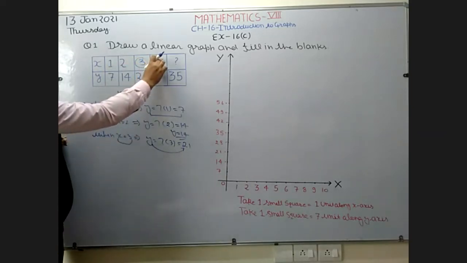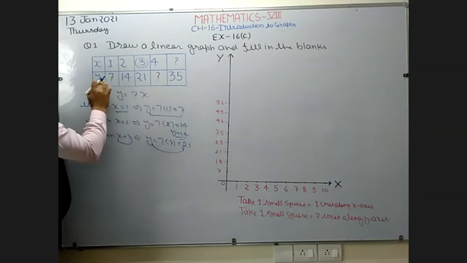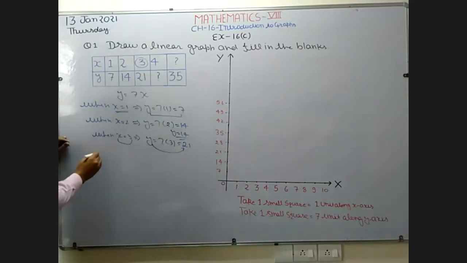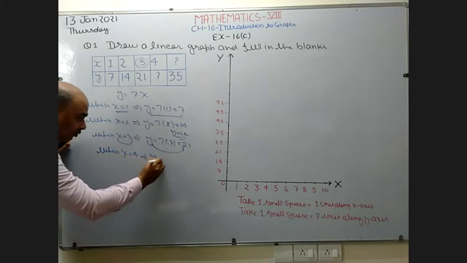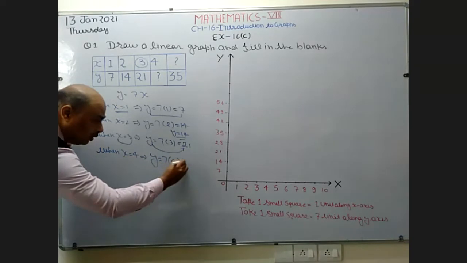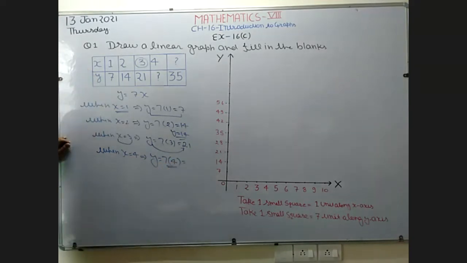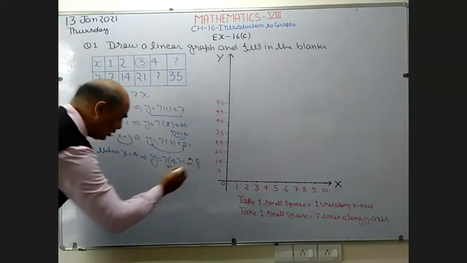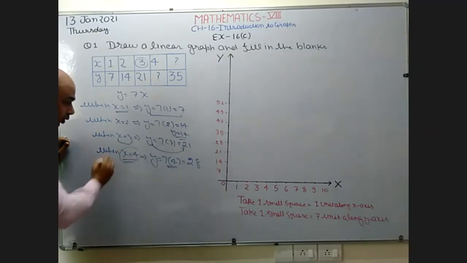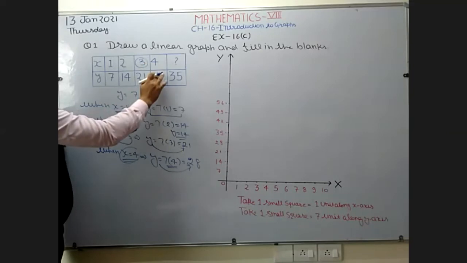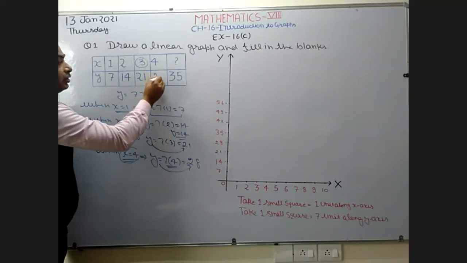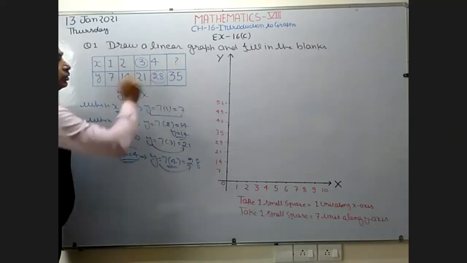Now next, what is given? The value of x is given. We have to find the value of y. Now take x equal to 4. This implies y equal to 7 into 4. Now 7 4s are 28. It means when we take x equal to 4, the value of y becomes 28. So write here 28. So this is going to be filled.